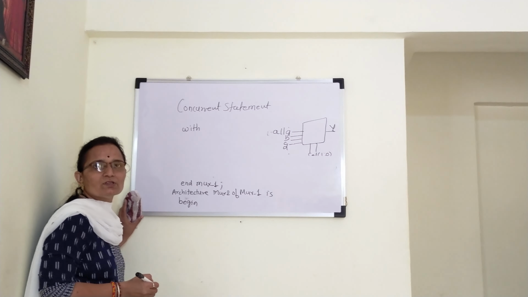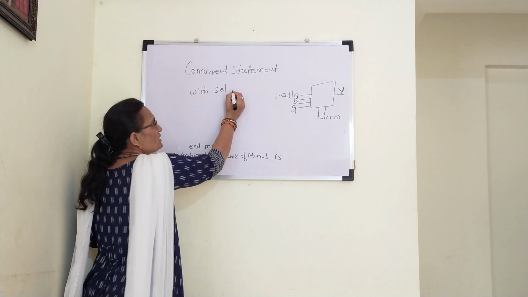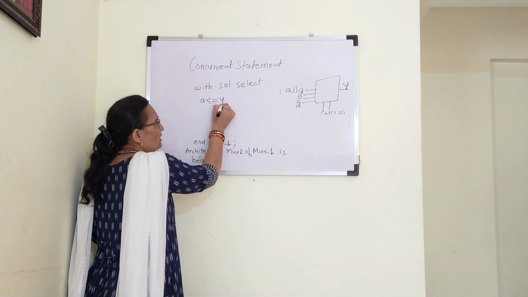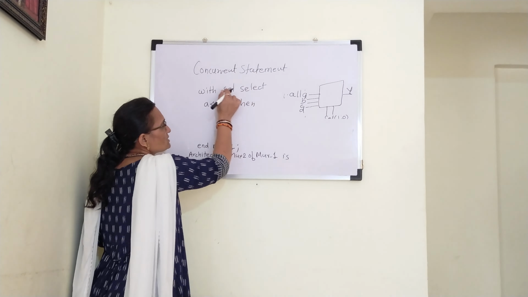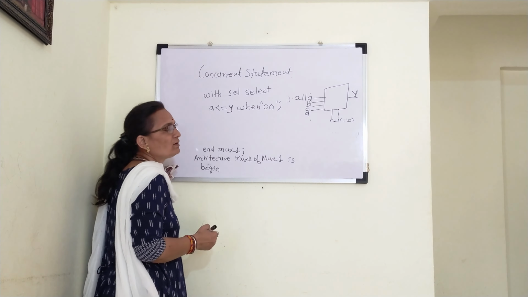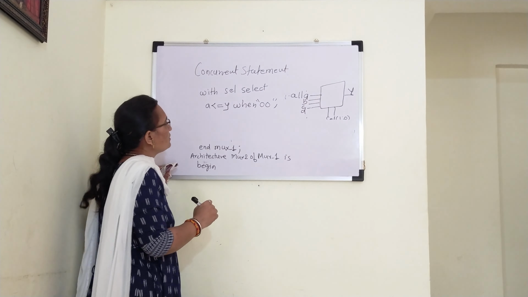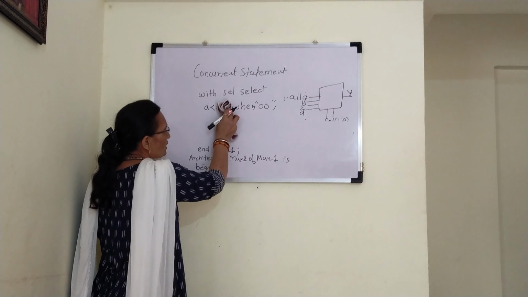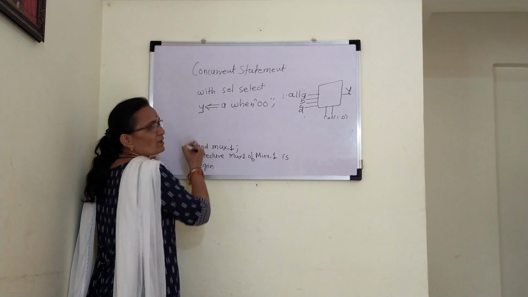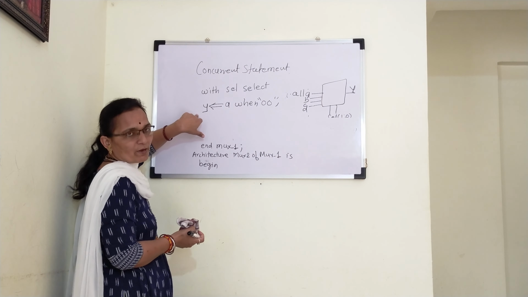The output of the multiplexer depends upon the select line. What is the value of the select line? So that's why write here with sel. Sel is my identifier. Select. So A is assigned to Y when the value of this sel is 00, comma. So don't write like this. So A is assigned to Y. This is your statement. You are writing your assignments here in the syntax. This is A is assigned to Y.